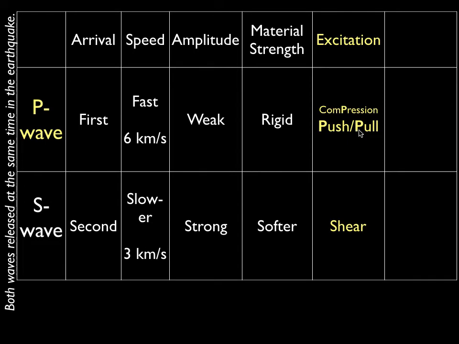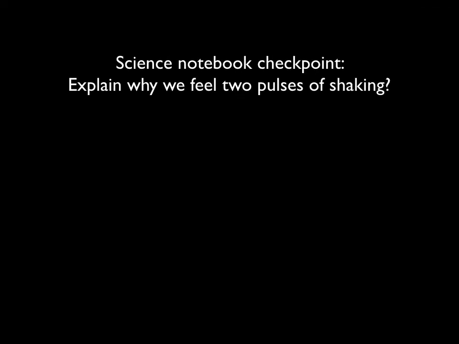And now we actually have a name for our P waves because of the compression or pushes and pull. And we also like to say that they are primary waves because they arrive first, another word for first being primary. At this point, our students should be able to put in their science notebook an explanation about why we feel two pulses of shaking. They should be able to put all these pieces together. Now, it's pretty complicated. They might need to use their graphic organizer.